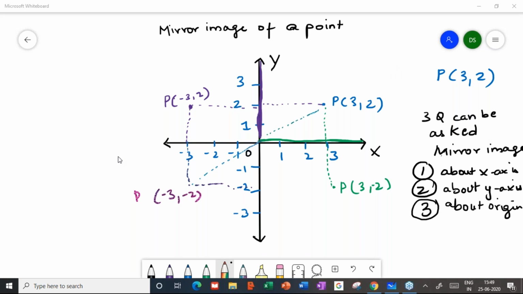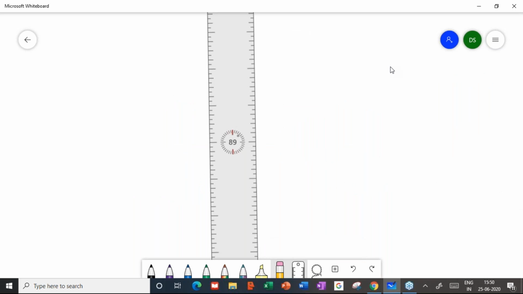So, the main thing I want to tell you is that a mirror image of a point can be about three things: two axes and one origin. So they may ask you three ways. One will be about x-axis, about y-axis, and about origin. Okay, so I'm going to take up another example and explain it so that it becomes clear.